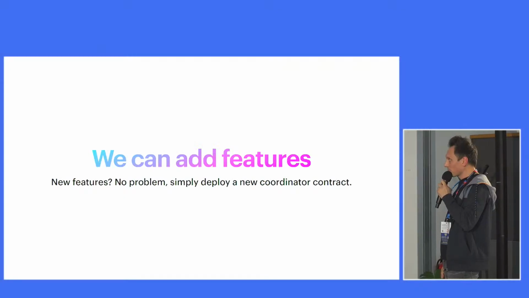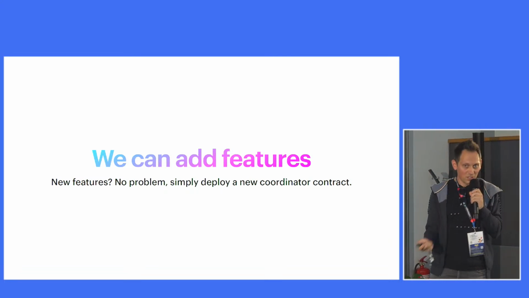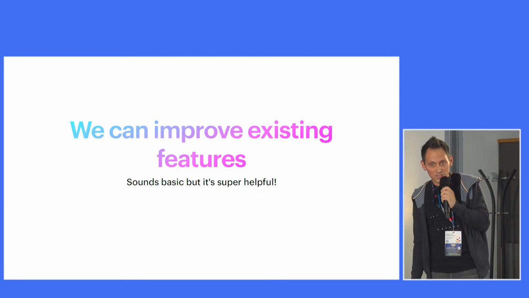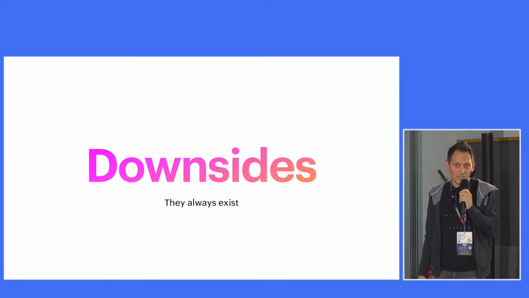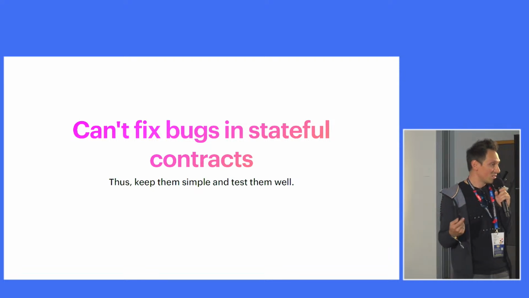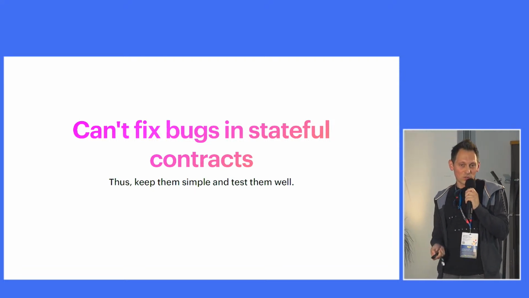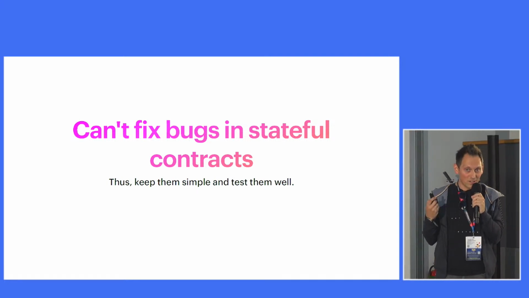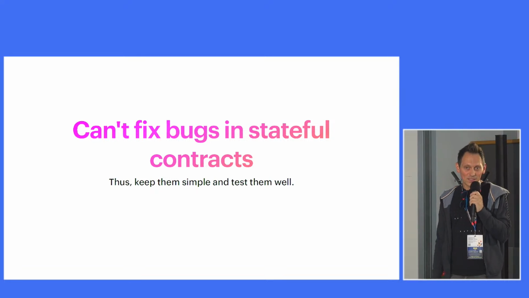So we can add new features, like we discussed. You can just redeploy this stateless contract and add new things in there, that's cool. We can improve existing features, obviously only in the stateless one, but that's also cool. The downside, because there's always a downside, is that you cannot fix any bugs in the stateful contracts, because it's over. Those should be simple, small, and well tested. So write your tests, please. It's important. That's the architecture that I would recommend for bigger projects.